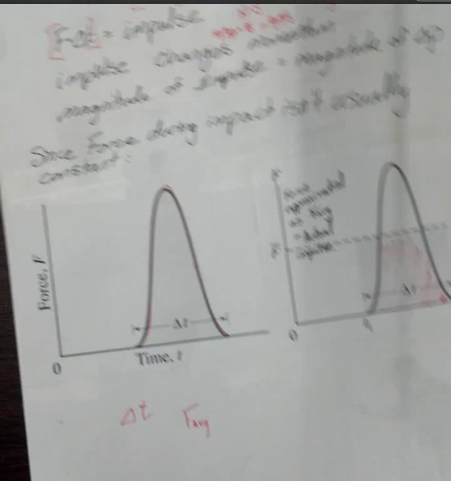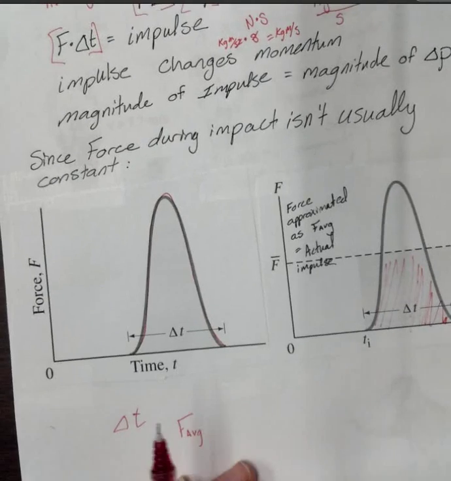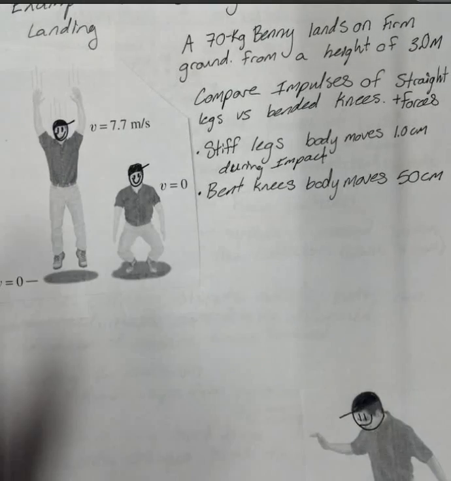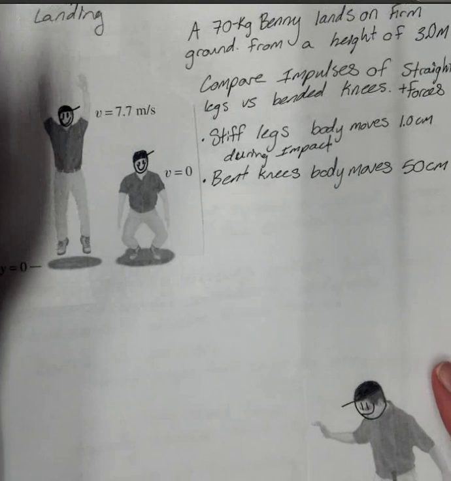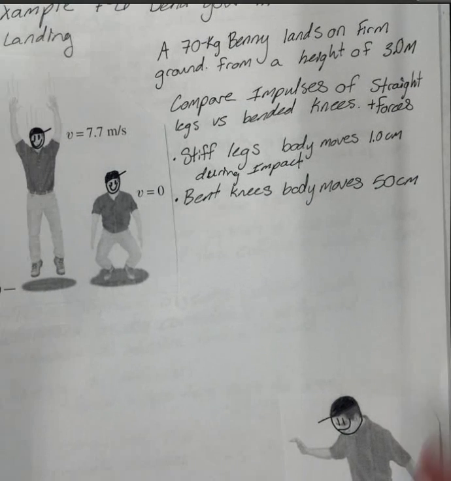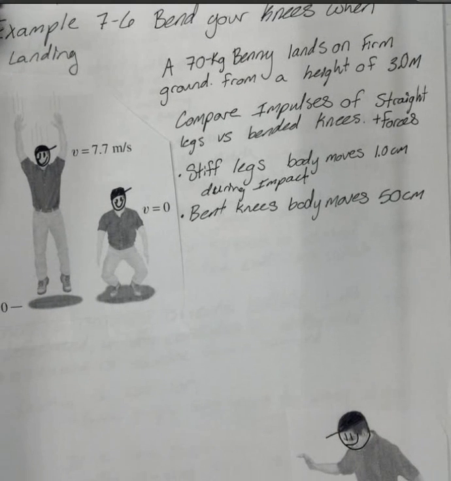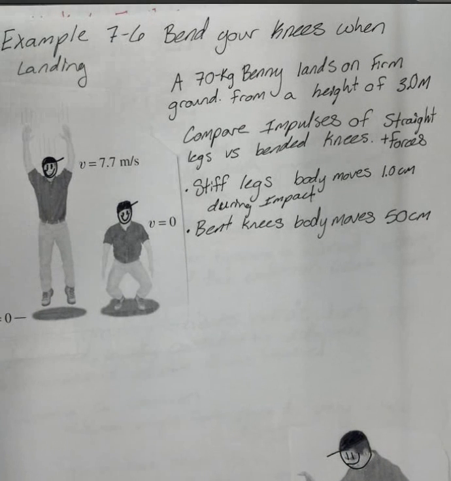So let's go ahead and take a look at some example calculations. We're going to be calculating the impulse of a person named Benny, who has a mass of 70 kilograms, as he lands on the ground, and we're going to be comparing the force impact of bending your knees when you land versus landing straight leg. So we're actually going to be comparing the forces of a straight leg land versus a knee bend land, and we're going to be looking at that in terms of impulse as it relates to change in momentum. So what do we need to do to make this happen?